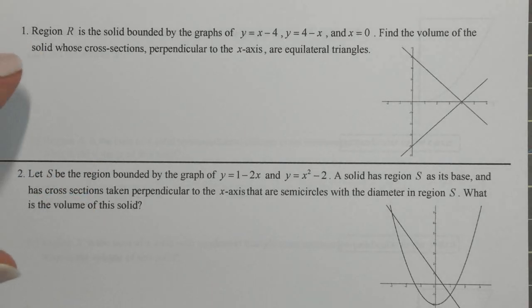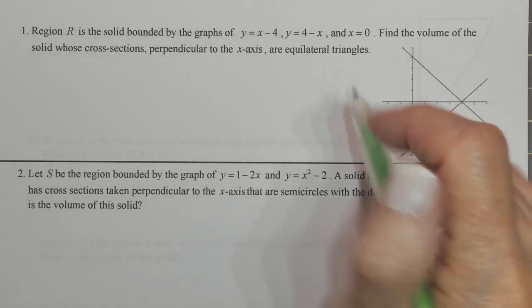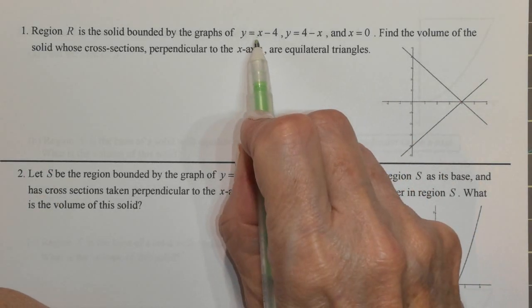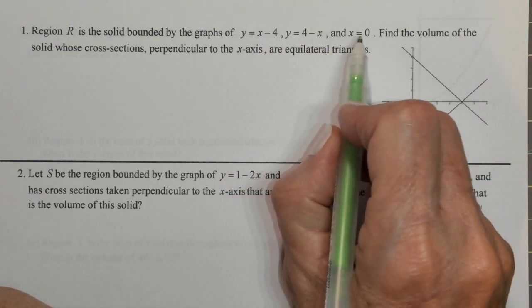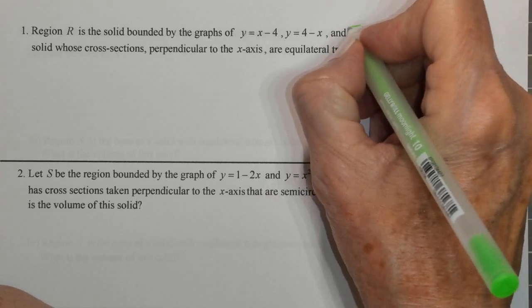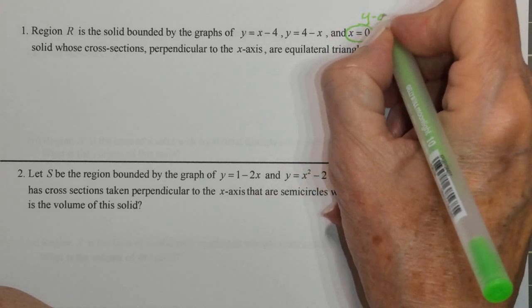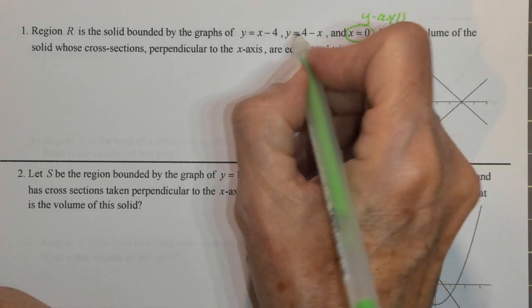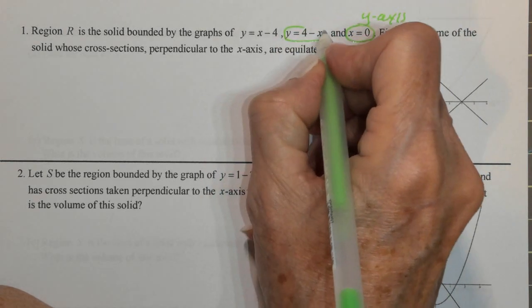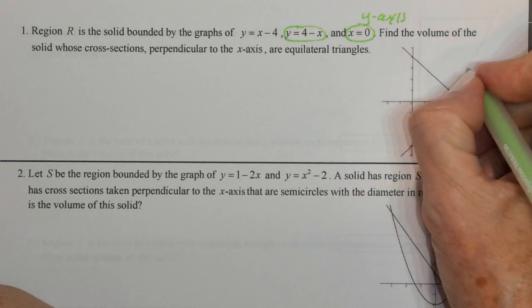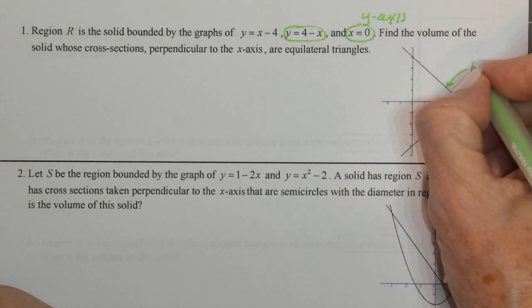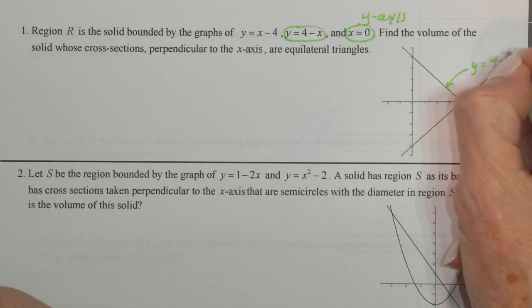Region R, let's do some examples. Region R is the base. Region R is a solid bounded by the graphs of y equals x minus 4, y equals 4 minus x, and x equals 0. X equals 0 is the y-axis, so that is one of our boundaries. Y equals 4 minus x is the line with the negative slope. So this is y equals 4 minus x.